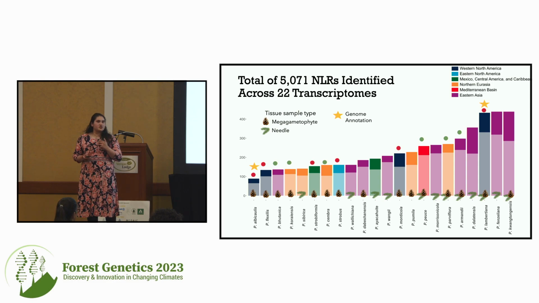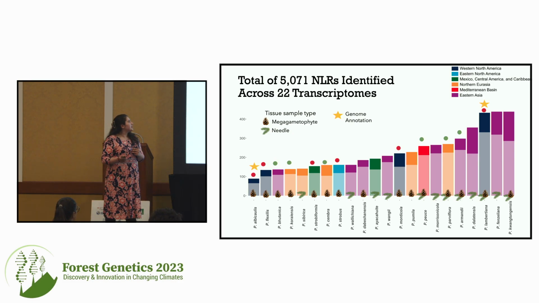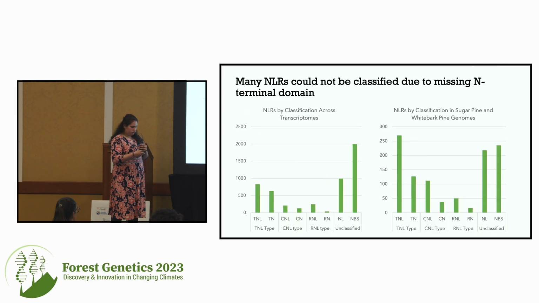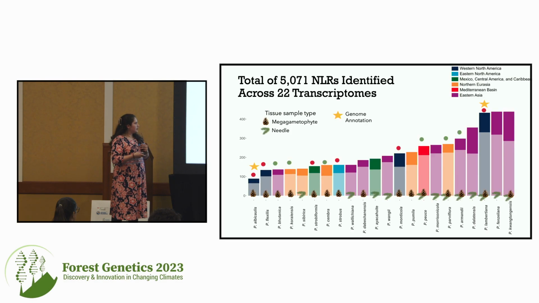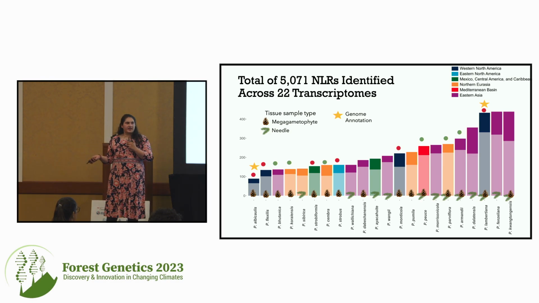Here are my results from the transcriptomes only. I identified a total of 5,071 NLRs across these 22 transcriptomes, and everything is colored according to native region. I did not mean to skip that; I meant the laser pointer. You can see that white bark pine is right here, and had the lowest number of identified NLRs. Sugar pine is right here, and it is actually quite high performing in terms of the number of NLRs I was able to identify.